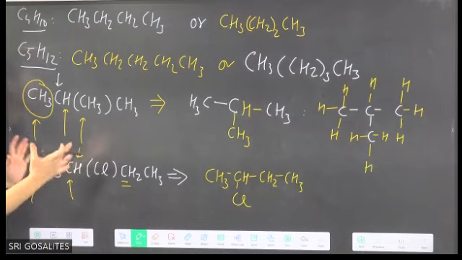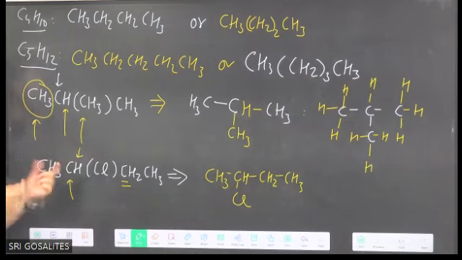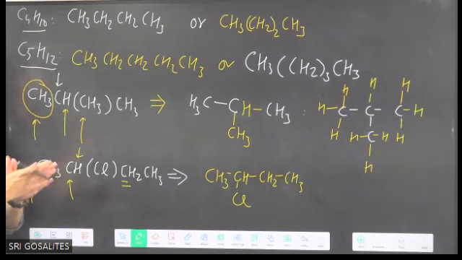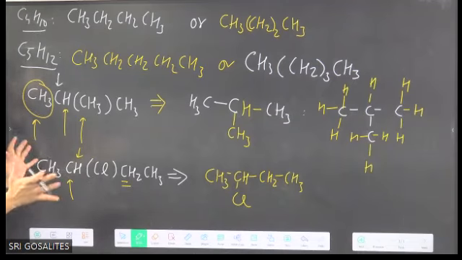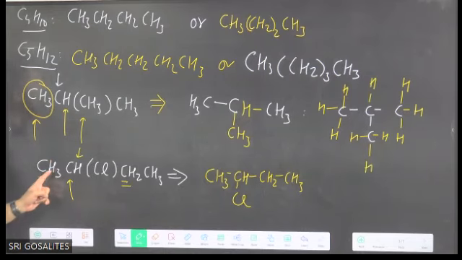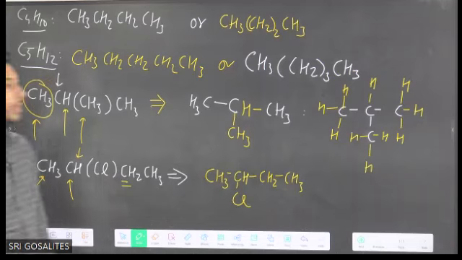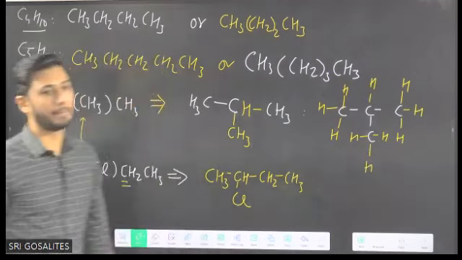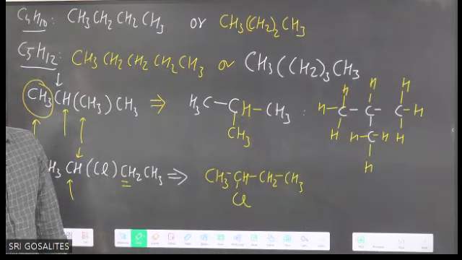Condensed form means we are not showing all the bonds. Only one or two bonds we can show, but we will not expand the structure. That's why it is a condensed form. Getting it? It is also condensed form. It is also a way of writing in condensed form. Always 4 bonds with carbon. Always 4 bonds.